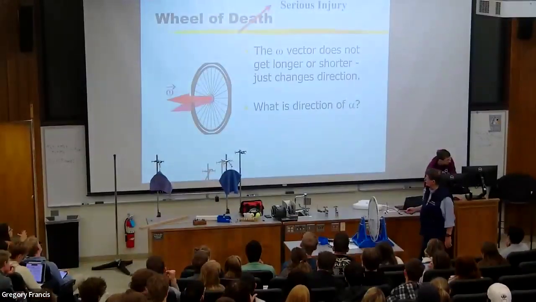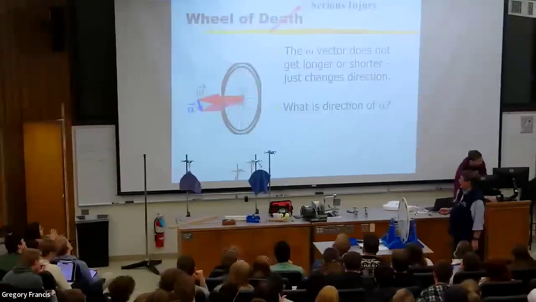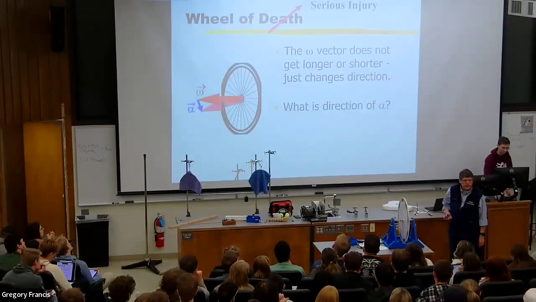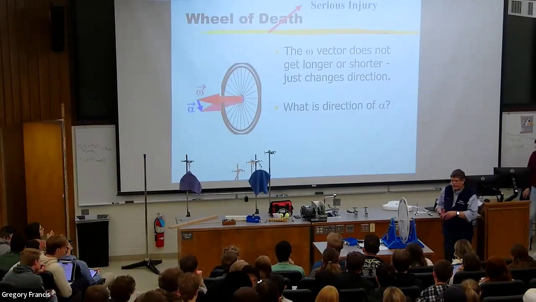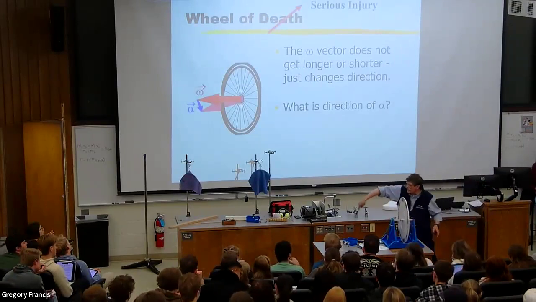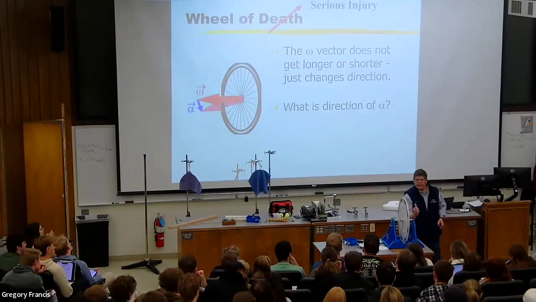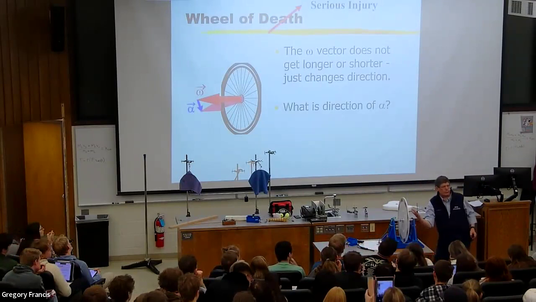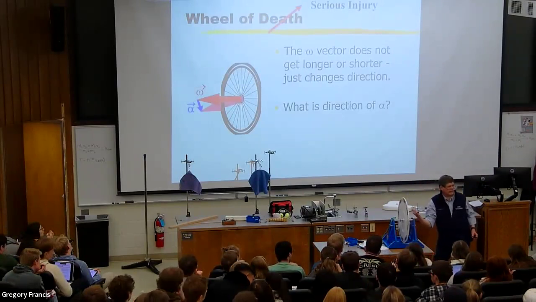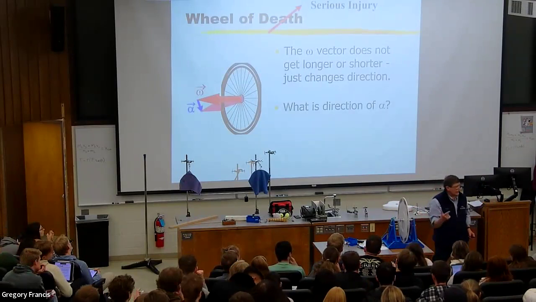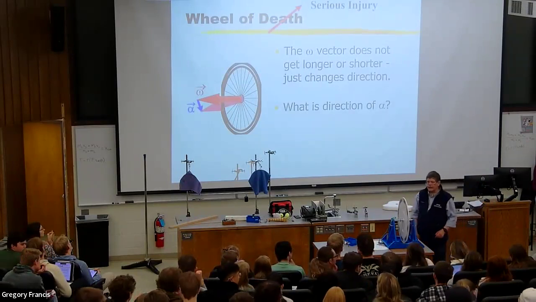And because this thing is changing direction, the alpha has to be perpendicular, in the direction it's changing. And since it was precessing around like this, the alpha vector is going to be away from you towards the screen. Does that make sense? See if your neighbor figured that out.